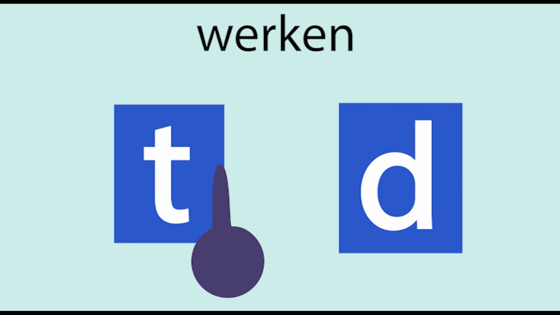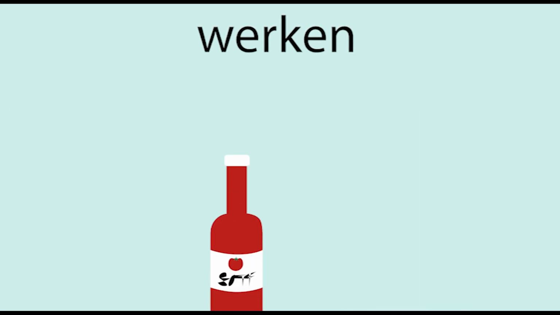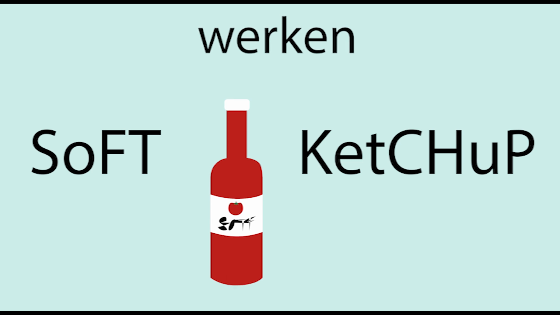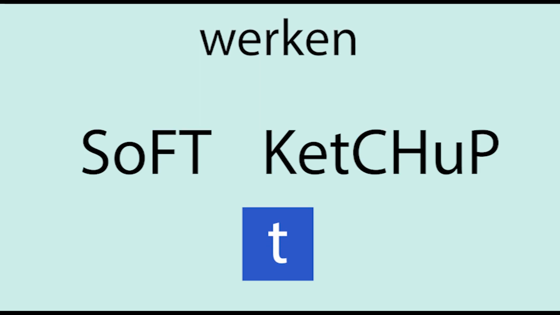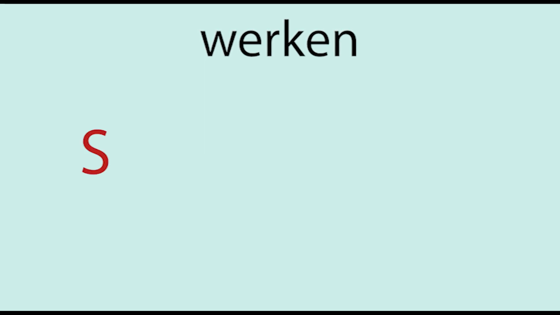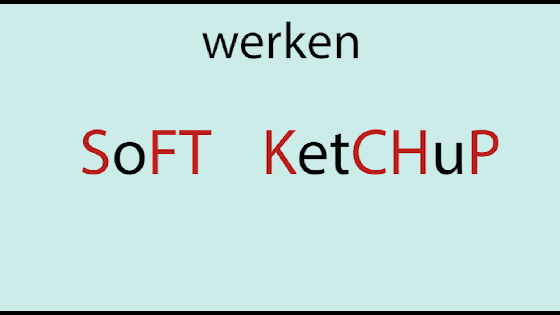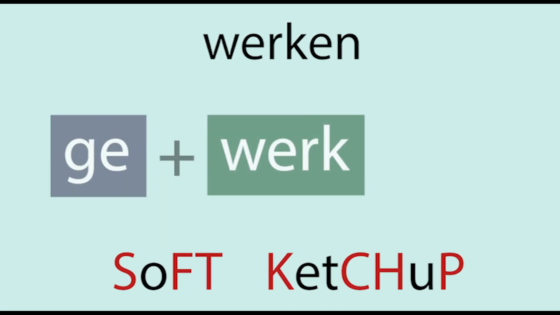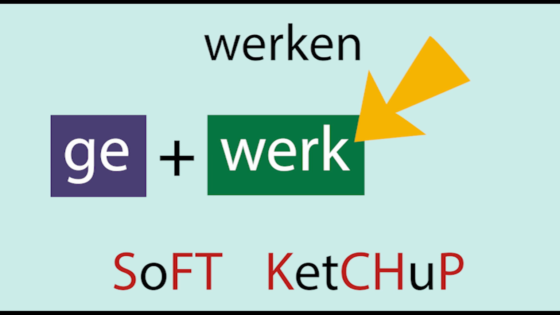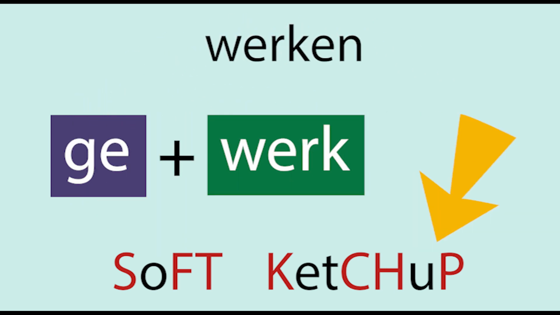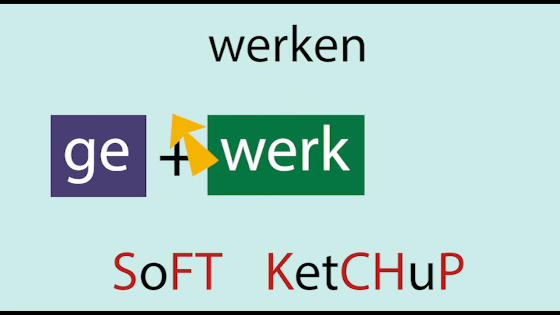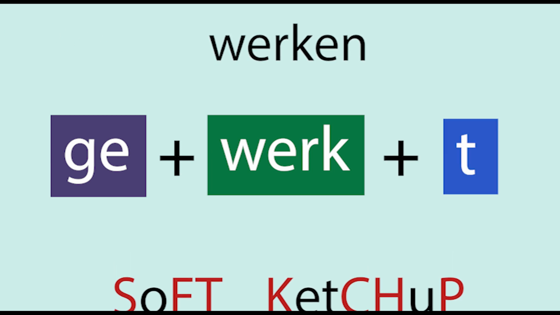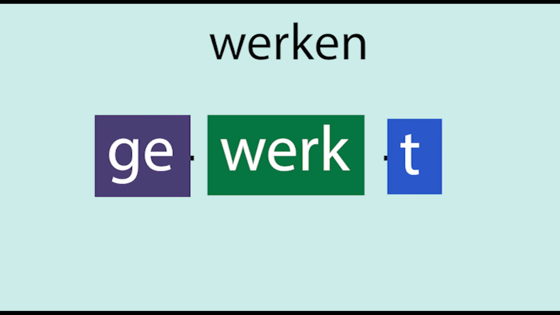To decide whether we go for a t or a d, we turn to our second tool, soft ketchup. In these two words, we find all the consonants or sounds that lead us to a T as the final letter of a past participle. S, F, T, K, CH, and P. Let's take werken. Look at the last letter of the stem and test it against soft ketchup. In this case, it's a K, so yes, K is in soft ketchup. So our final letter is a T. So the past participle of werken is gewerkt.